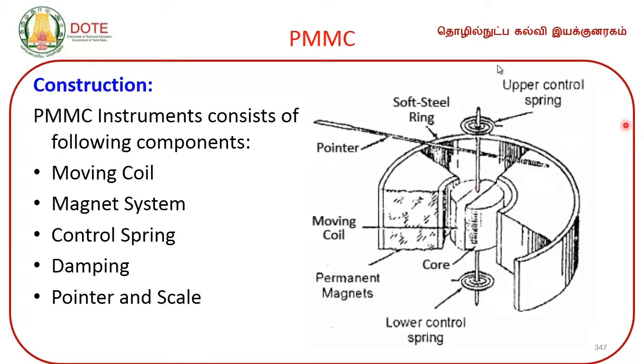So now let us discuss the construction of the PMMC. The PMMC instrument consists of the following components. What are they? There is a moving coil, right? Now look at this. This round part is the core material. Over that core there is a rectangular frame, right? This is the frame on which we have wound the coil. So this is the coil, the moving coil, okay? It moves around this, right? Moving coil. And this is the permanent magnet.